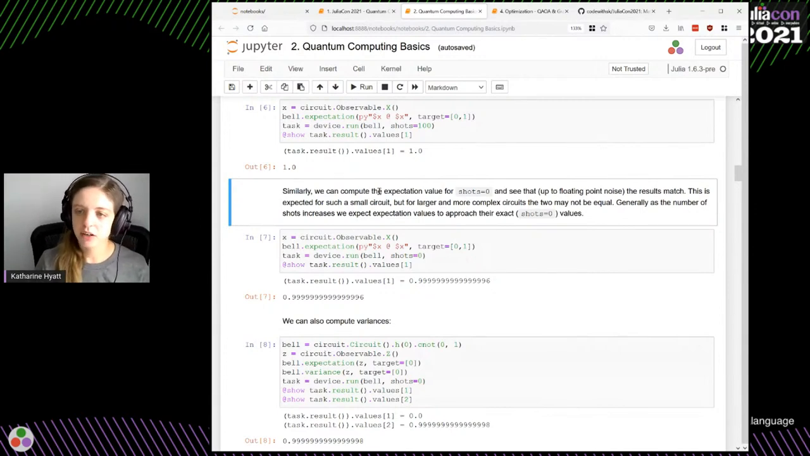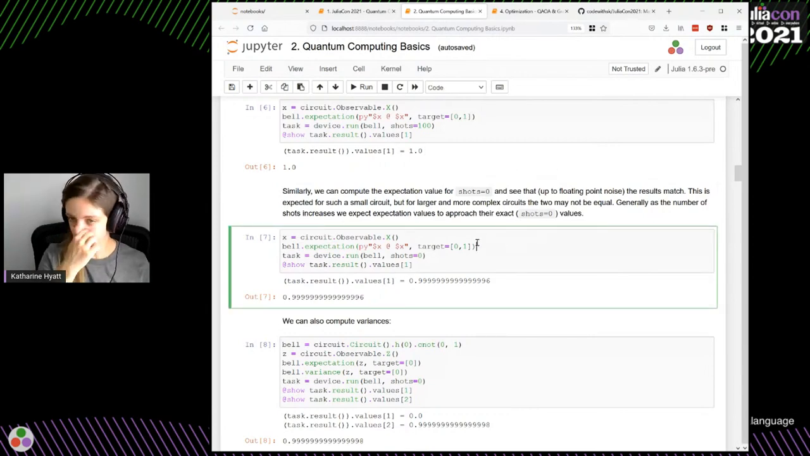And similarly, we can also compute the expectation value in the exact case. Ideally, the two results should be pretty similar because this is a pretty simple circuit. That won't always be the case. For some circuits, you can see a pretty big variation between shots greater than zero and shots equal to zero, especially if the variance of the expectation value is very high. So in general, it's not a big shock if there's a discrepancy between the two, but in this simple case, we'll see that the results should match.